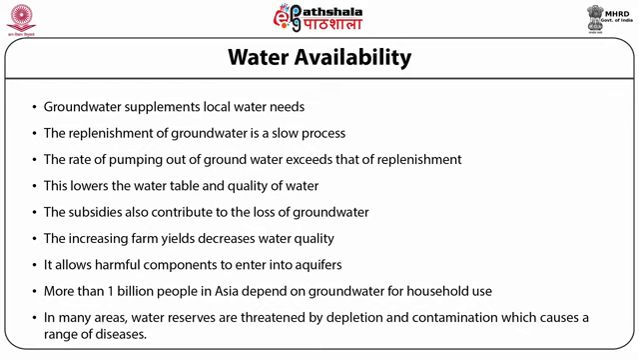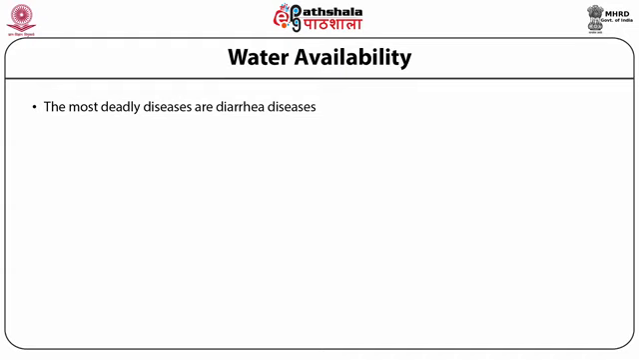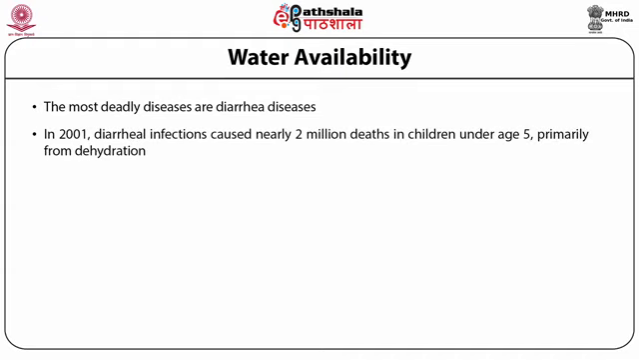In many areas, water reserves are threatened by depletion and contamination, which causes a range of issues. The most deadly disease is diarrhea. In 2001, diarrheal infections caused nearly 2 million deaths in children under age 5, primarily from dehydration. Many more children suffer from non-fatal diarrhea. This causes children to be underweight, physically stunted, vulnerable to disease, and drained of energy.